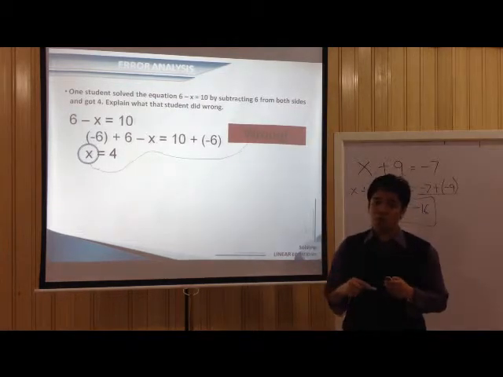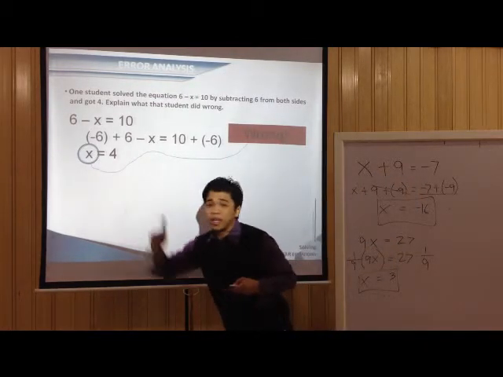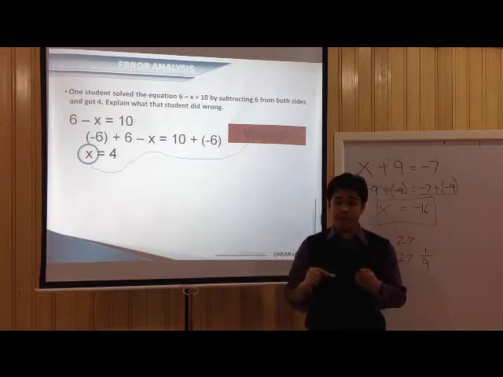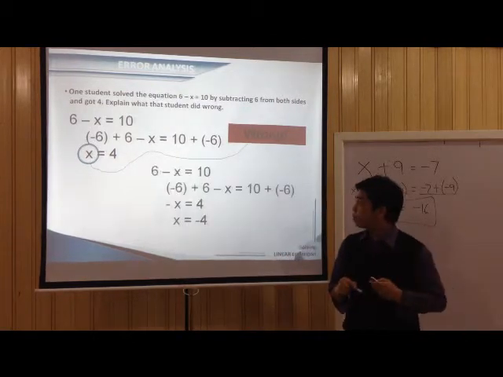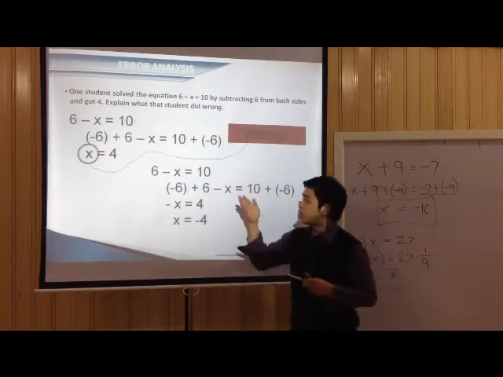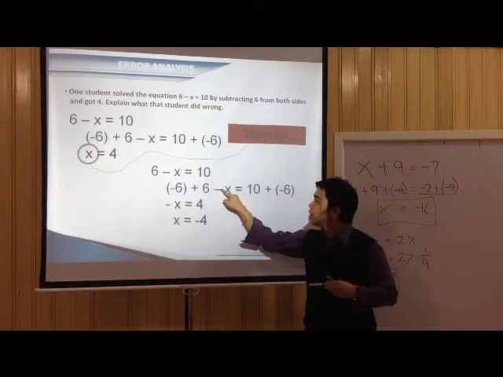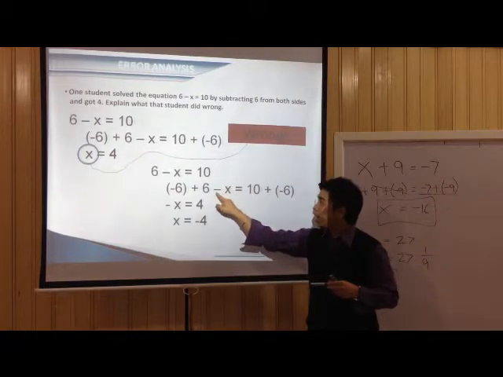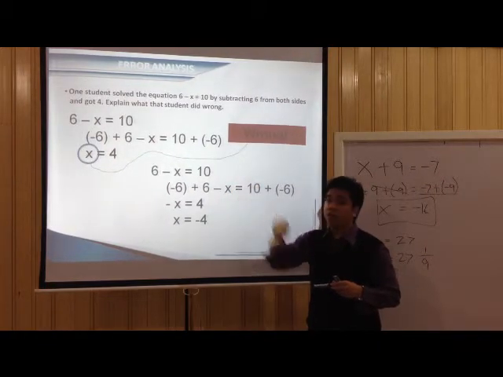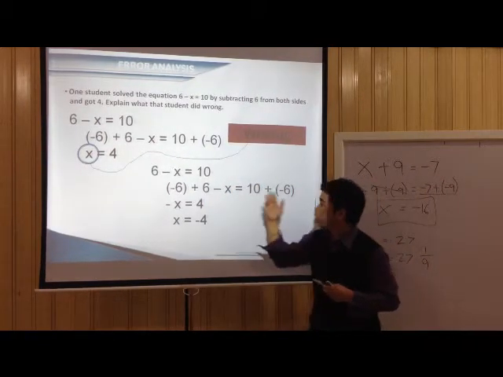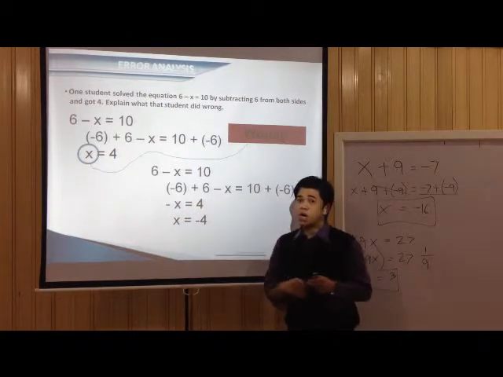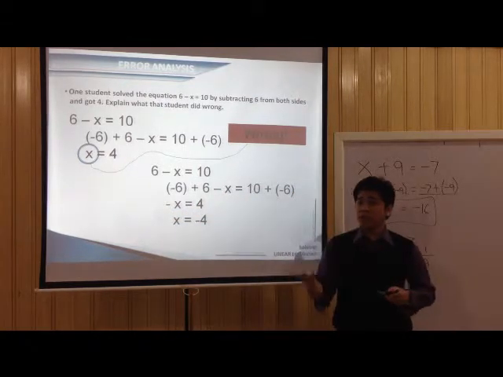Okay, this is what's wrong in the problem. This one, it's not x, it's supposed to be negative x. Why negative x? Because since negative 6 and 6 will cancel out, you will be left with negative x. Negative is the sign of x, not positive. Okay? So if you are left with negative x equals 4, you still have a numerical coefficient other than 1.